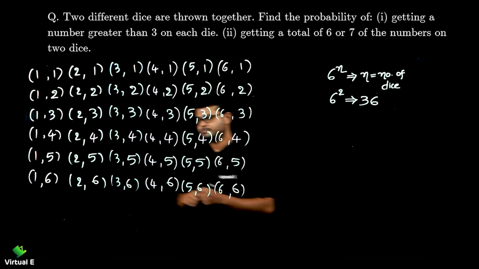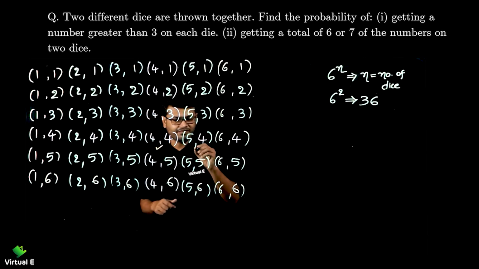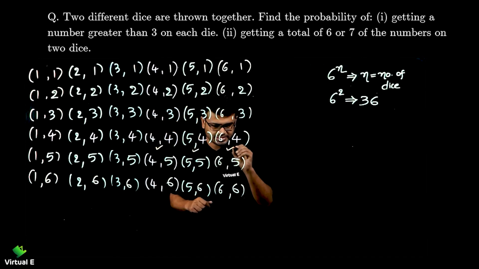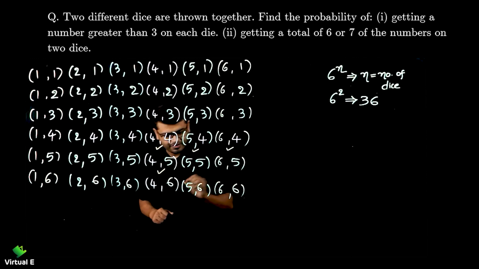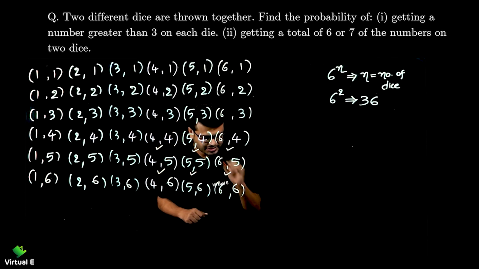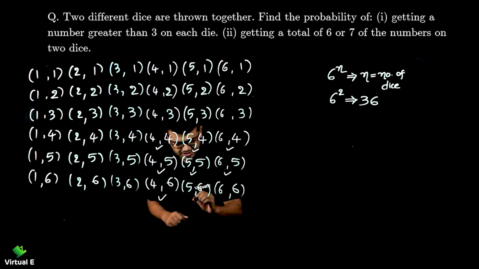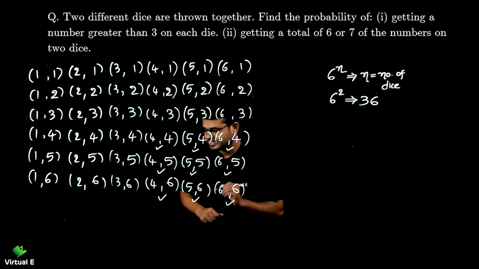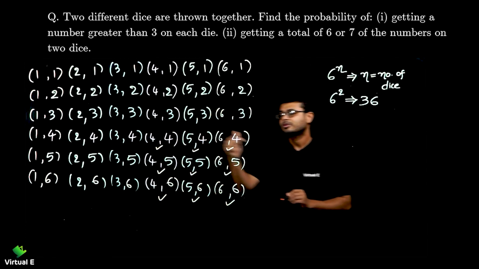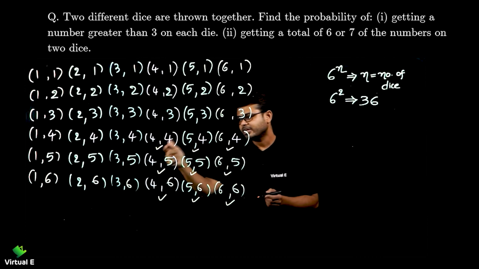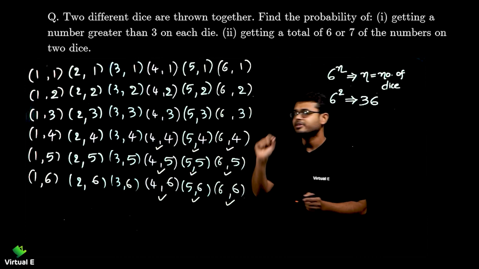That is 4 and 4, this outcome, then 5 and 4, okay, 6 and 4, then 4 and 5, 5 and 5, 6 and 5, then 4 and 6, 5 and 6, 6 and 6, right? The rest of the outcomes we cannot take. The ones I have tick marked are the only outcomes we can take.